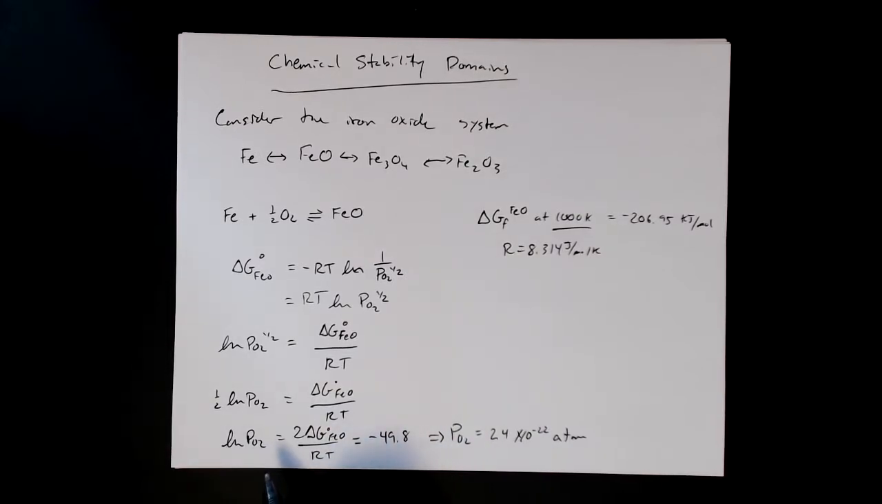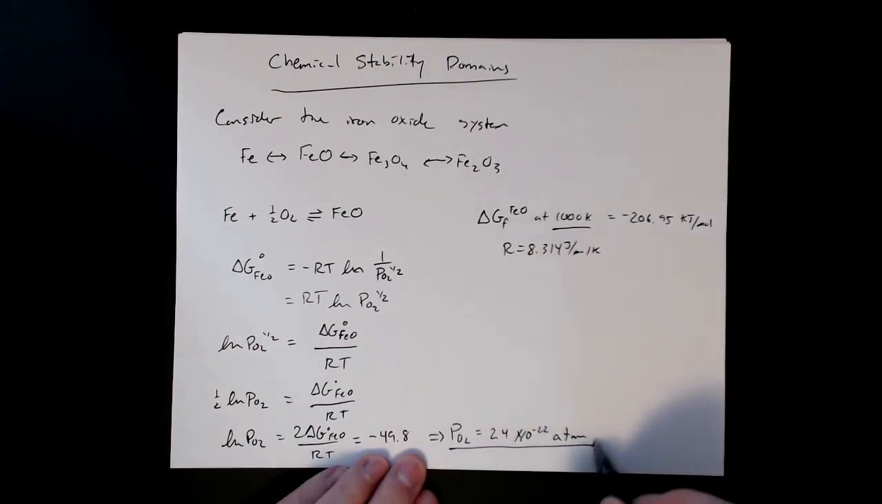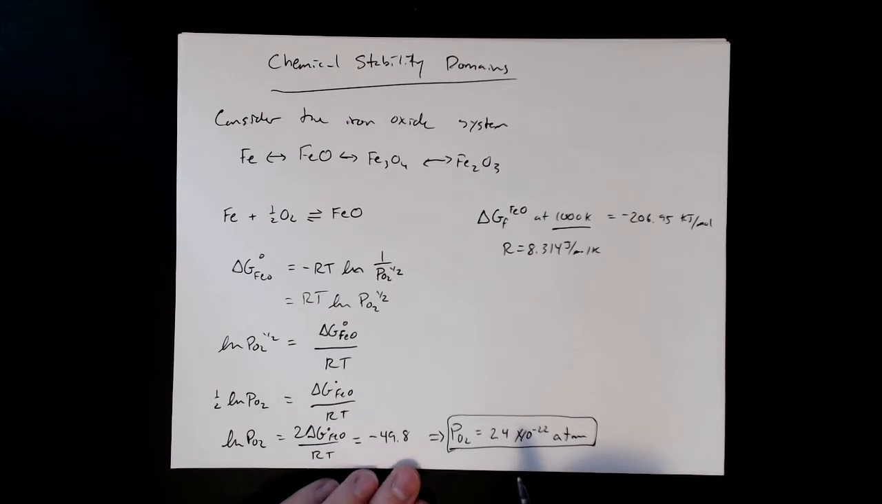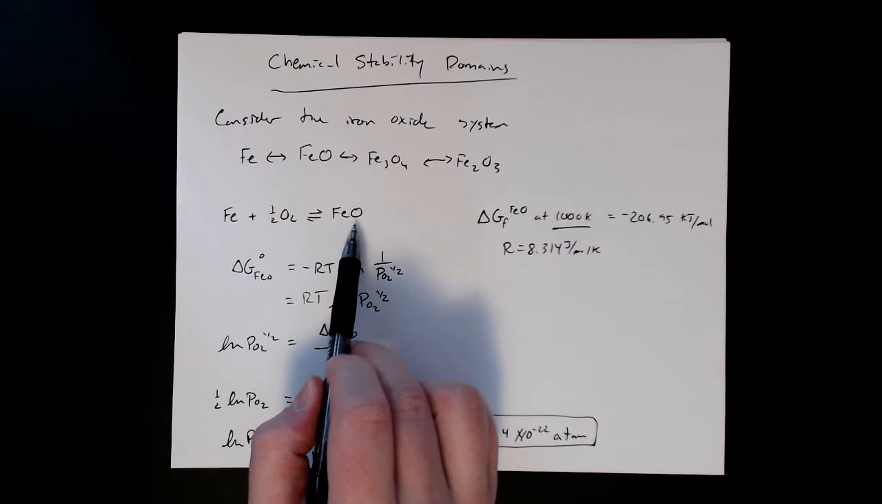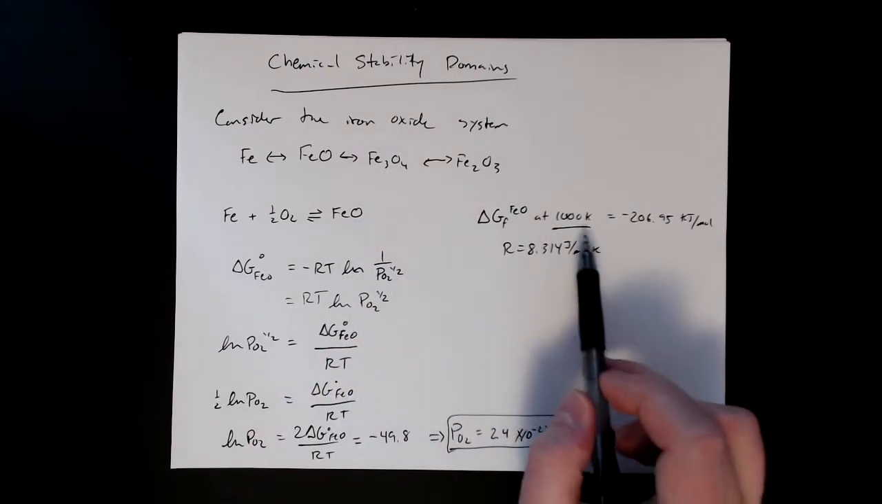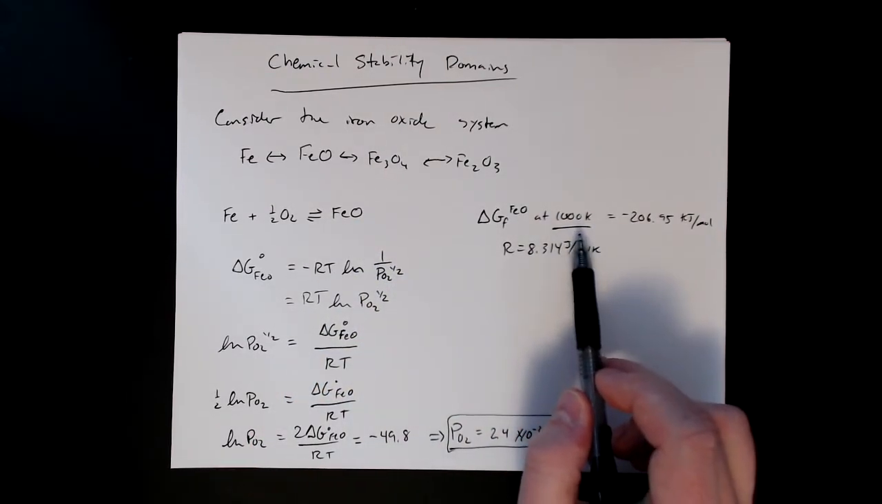And again, inside the natural log, technically there's no units, because this is log PO2 over 1 atmosphere, because that's the relationship when we're talking about activities. And so that's why we can assign a unit of atmospheres to this. And so what this tells us is that at this pressure of oxygen, we have both iron and iron oxide, FeO, in equilibrium at this specific temperature, right?